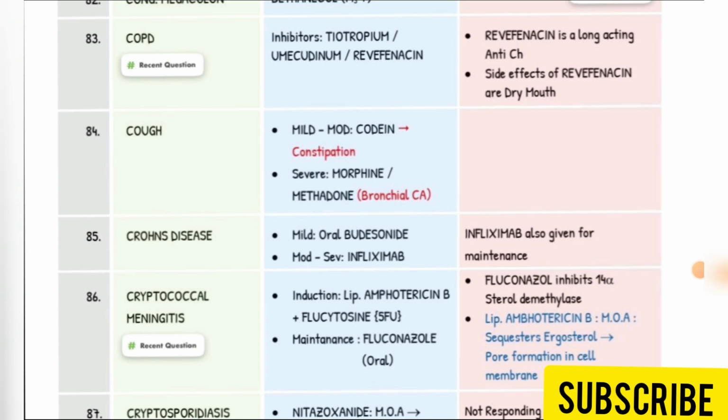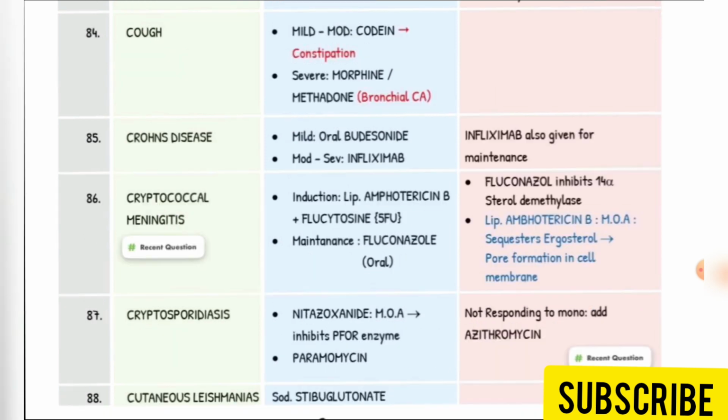Next is COPD: inhibitors, tiotropium. Drug of choice for the cough in bronchial CA: mild to moderate, codeine; for the constipation; severe, morphine, methadone. Crohn's disease, mild: oral budesonide; moderate to severe: infliximab, also given for maintenance. Cryptococcal meningitis, induction: liposomal amphotericin B plus 5-fluorocytosine. Maintenance: fluconazole oral. Cryptosporidiasis, drug of choice: nitazoxanide, mechanism of action inhibits PFOR enzyme, and paromomycin.